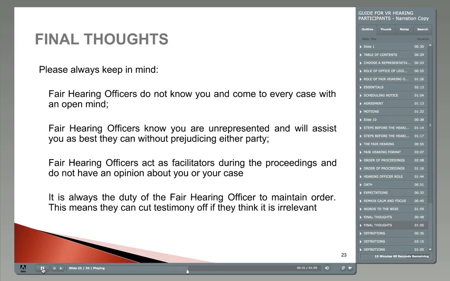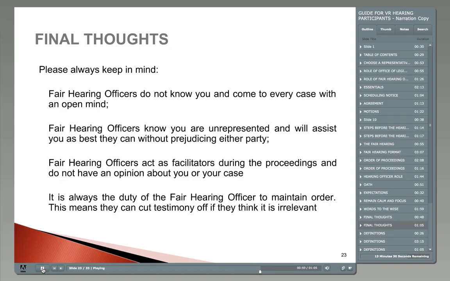Fair hearing officers know you're unrepresented, so if you're not a lawyer, they know that, and they'll assist you as best they can without prejudicing either party. And fair hearing officers act as facilitators during the proceedings. They don't have an opinion about the case. They're just facilitating the best possible fair exchange of information.